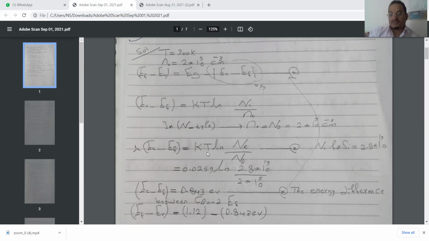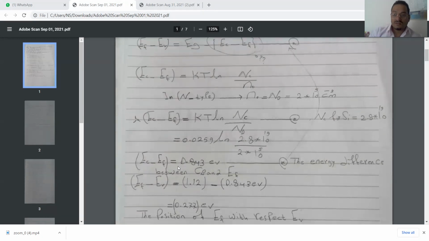The result of this bracket, KT, like I said before in the last lecture, equals 0.0259 ln of 2.8 × 10^19. This is NC, the effective density at room temperature, a constant we calculated before, divided by, like I said, 2 × 10^5. The result is 0.843 electron volt.